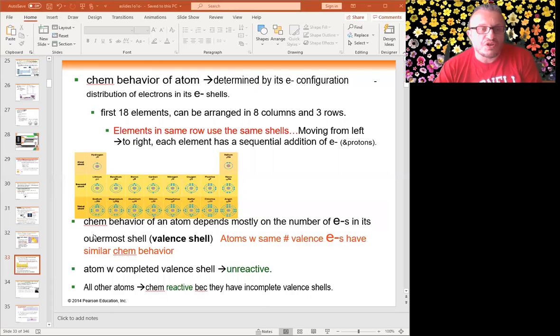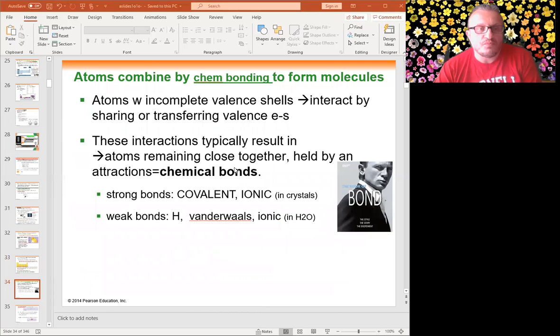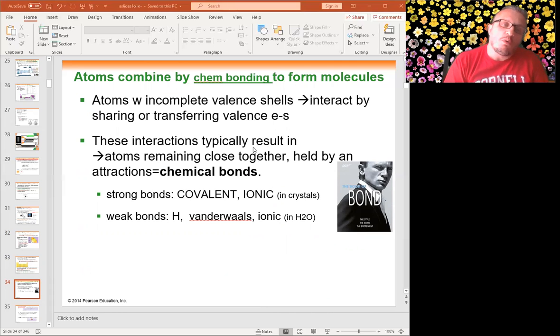The most important shell is this valence shell, the outermost shell. That's where we focus. Atoms combine by chemical bonding to form molecules. So atoms with incomplete valence shells are more interactive, sharing and transferring valence electrons. These typically result in chemical bonds. Some strong bonds are covalent, and ionic in crystals. Some weak bonds are hydrogen, van der Waals, and ionic again, but only in water.